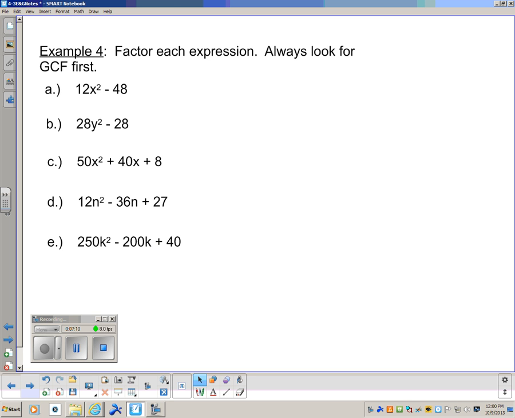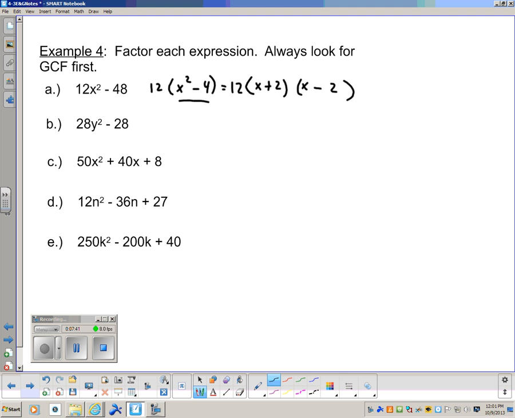Sometimes you have to pull the GCF out before you can do anything. So let's do just a couple of these. Doing this first one here, what goes into 12 that also goes into 48? Oh, I think 12 does. So I get x squared minus 4, since 12 goes into 48 four times. Now I'm looking at what's inside the parentheses there. Oh yeah, that's the difference of squares. Square root of x squared is x. Square root of 4 is 2. And then one's a plus and one's a minus. So if you can find the GCF, pull it out, and then factor what's left over inside the parentheses.